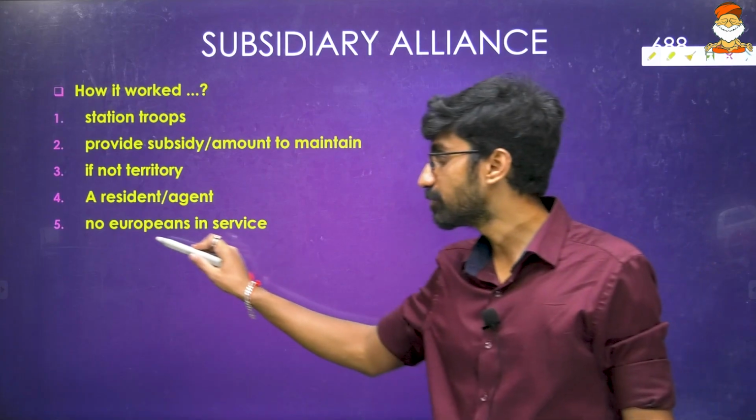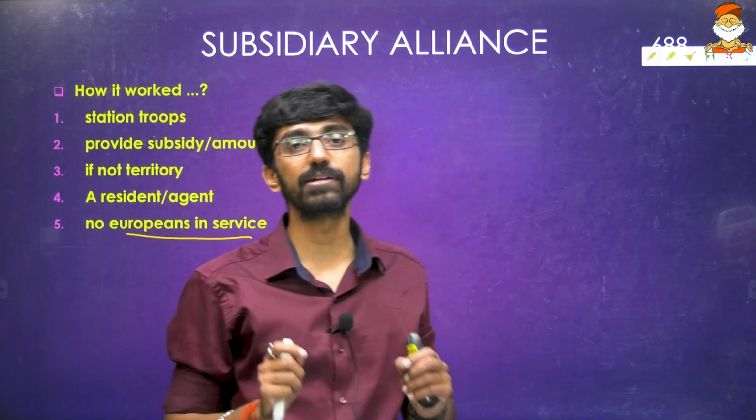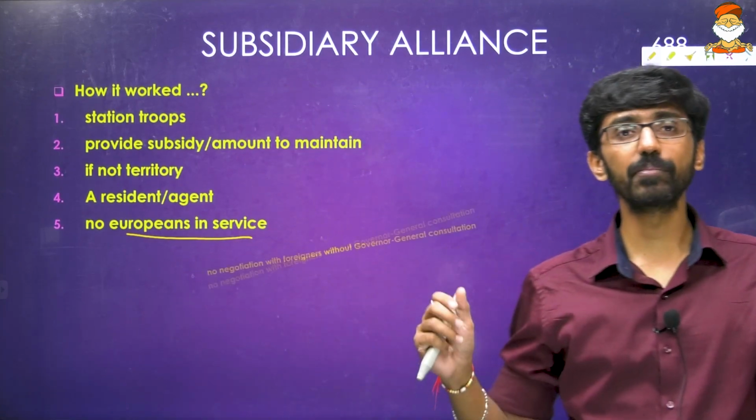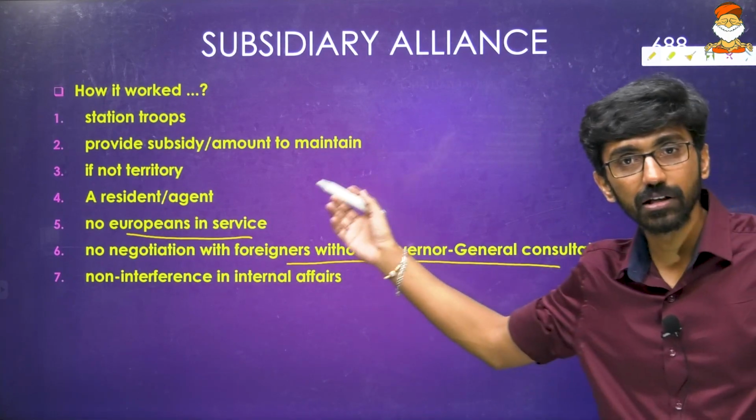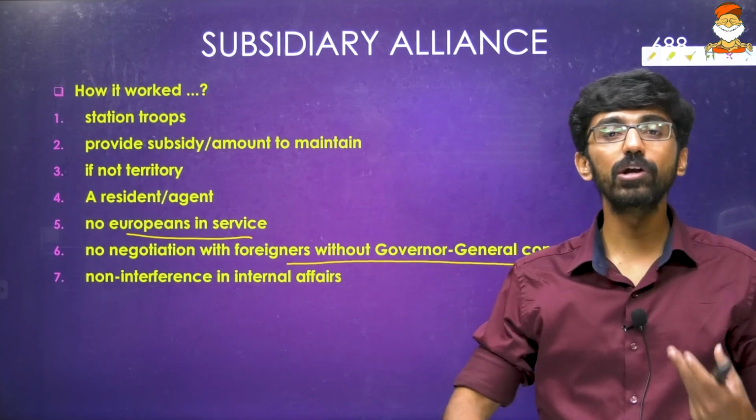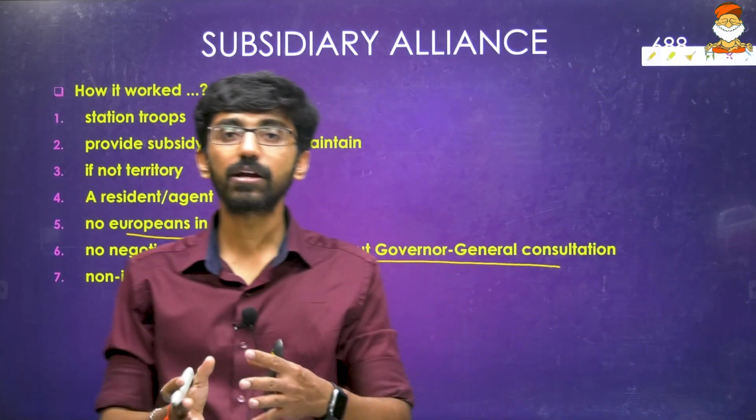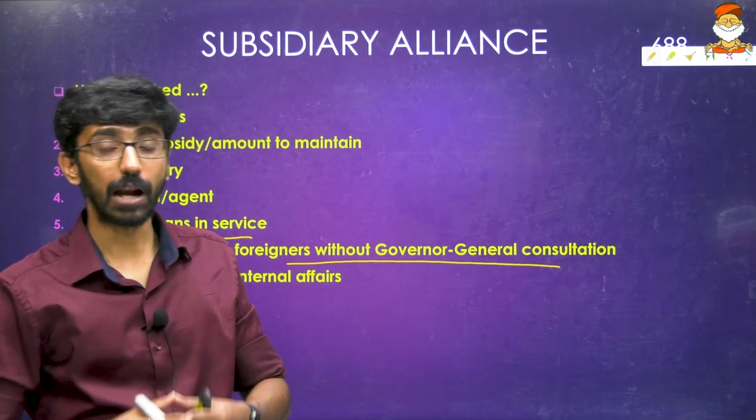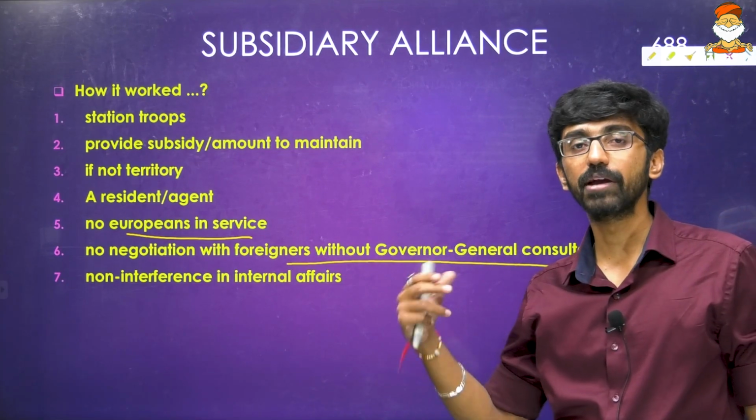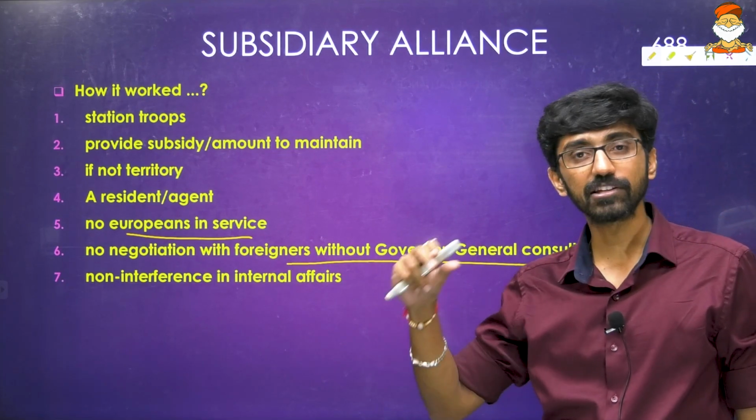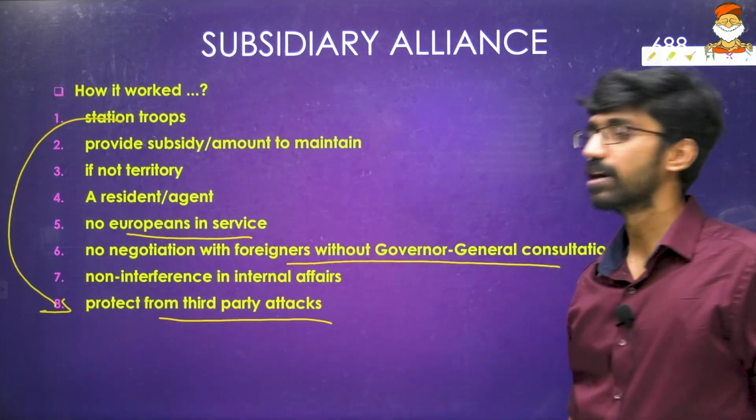At the same time, they put a condition that there will be no Europeans in services. Whenever they signed any treaties, the Britishers always put one condition, that there should be no Europeans in services, and particularly they meant the French. And no negotiation with foreigners without the Governor General's consultation. Who was the Governor General? Richard Wellesley. If you want any negotiation with foreigners, you have to take consultation from the Governor General. Particularly, the Britishers wanted to stop Indian states from negotiating with Napoleon, who would become a foreigner to Indians. And the Britishers promised non-interference in internal affairs. They also said that while we have these troops, we will protect you from third party attacks.